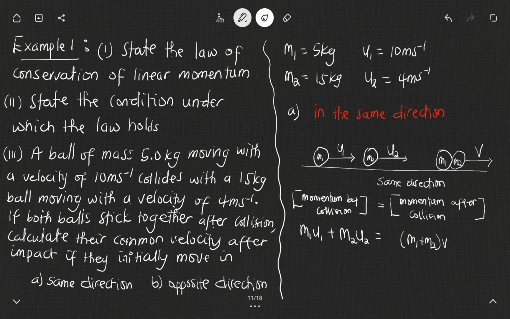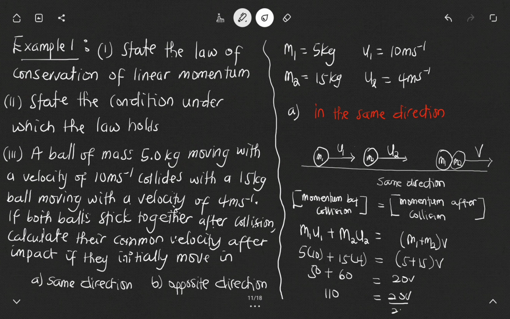Now, all we have to do is the substitution. So we have 5 multiplied by 10 plus 15 multiplied by 4 equal to, in brackets 5 plus 15, that is the addition of the two masses, times v. So 5 multiplied by 10 gives 50, plus 15 multiplied by 4 gives 60, and the total is 110. This is equal to 20v.